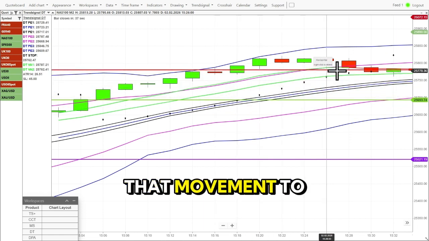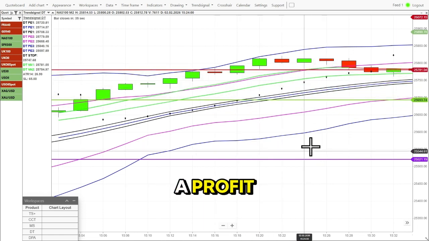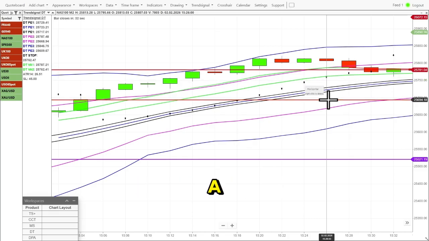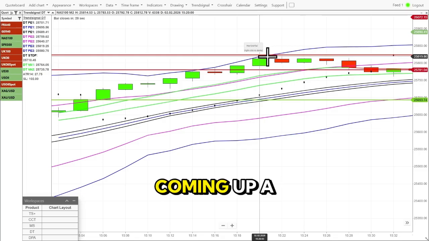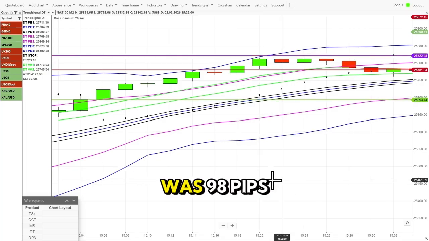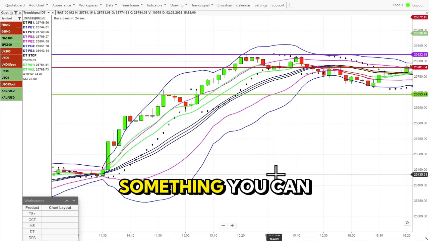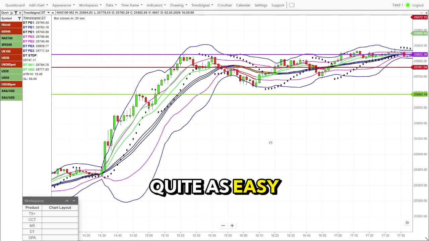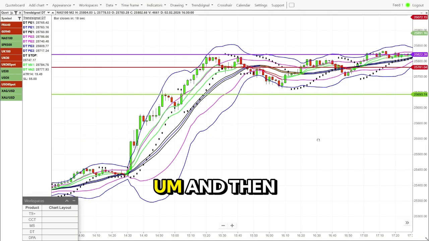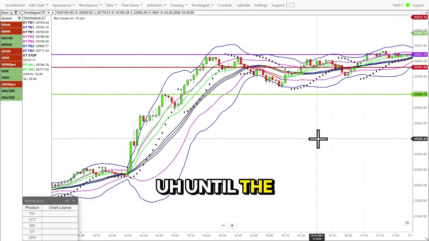If you took that movement to there, it's not as nice a trade, but it's still a profit. What you ended up with was 51 pips worth of movements. The best possible opportunity, coming up a little bit higher, was 98 pips. And this is something you can do repeatedly through the day. We go into a period of consolidation where it's not quite as easy, but you can do it with some practice. And then the market continues until the close at 9 p.m.